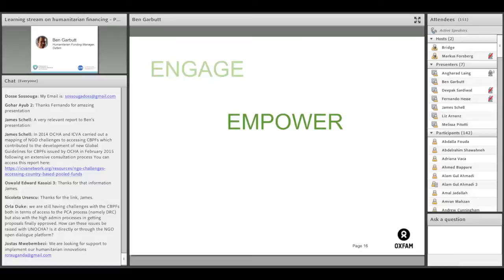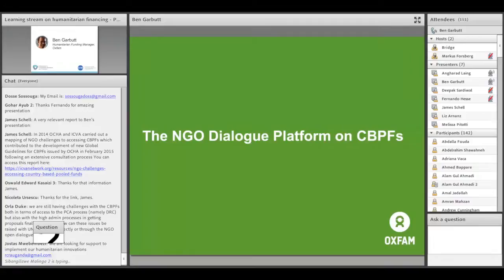The second is to empower yourself. I've talked about it several times, and Fernando did earlier, but you can empower yourself by reading and understanding the global guidelines. It's the single most important document you can read to understand country-based pool funds. And if you're seeking to engage, why haven't you read it and understood it? And the third is to elevate. So if there is an issue or a problem that needs to be sorted that you're finding isn't sorted at country level, there are options for you to elevate that issue to an above country level as well. So that brings me very neatly on to my quick advert about the NGO dialogue platform on pooled funds.